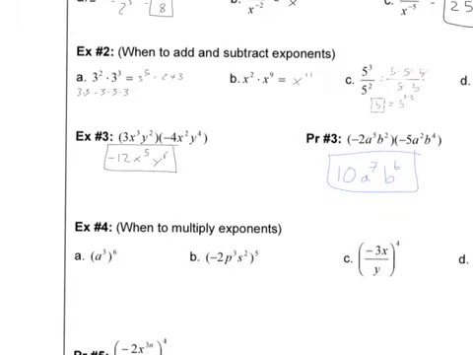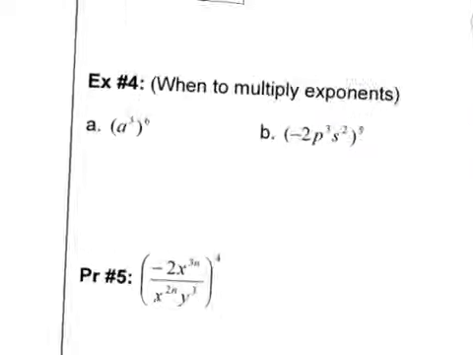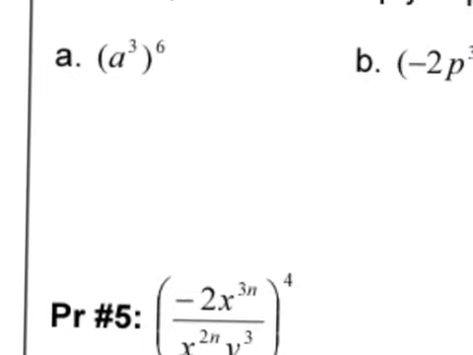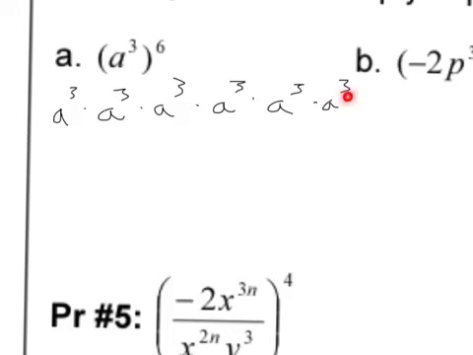Alright, when do we multiply the exponents to each other? Well, let's think about this. Here I have a to the 3rd to the 6th power. What is this? This is like a to the 3rd times a to the 3rd times a to the 3rd times a to the 3rd times a to the 3rd times a to the 3rd. Remember we said we could add exponents, so 3 plus 3 plus 3 plus 3 plus 3 plus 3 would give me 18. So this is the same thing as a to the 18.